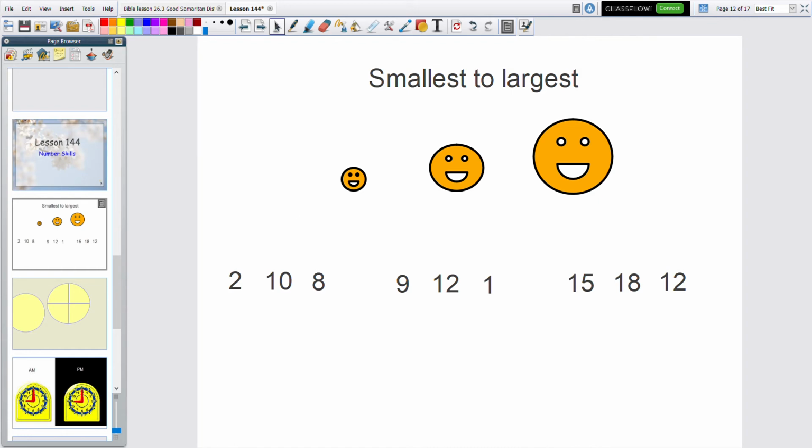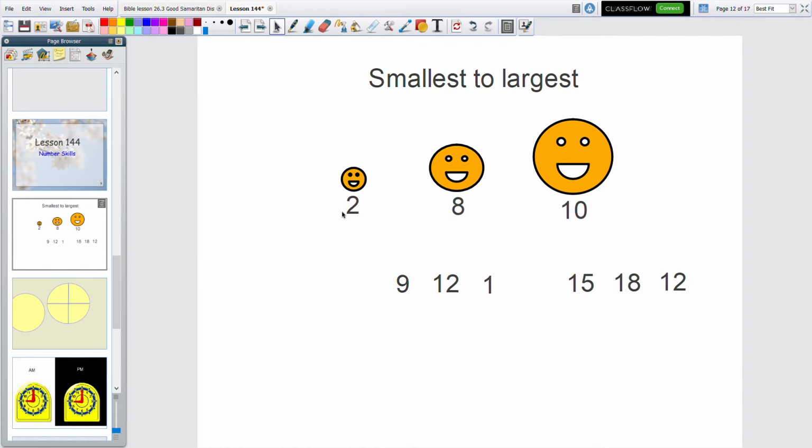Okay, so let's look at 2, 10, and 8, which is the smallest? If you said 2, you're correct. I'm going to take this and put it right by the little one. Now we have 2 left. We're going to look at the biggest one. Which one is the biggest one of those? 10 or 8? 10? You're right. So we're going to put 10 over here. So we only have one left, and it's 8. So we're going to put that in the middle because it's bigger than the 2 and smaller than the 10.